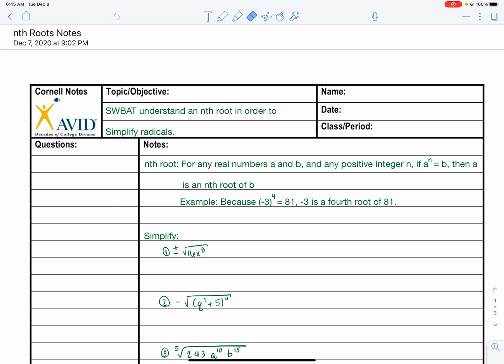So today the student will be able to understand an nth root in order to simplify radicals.